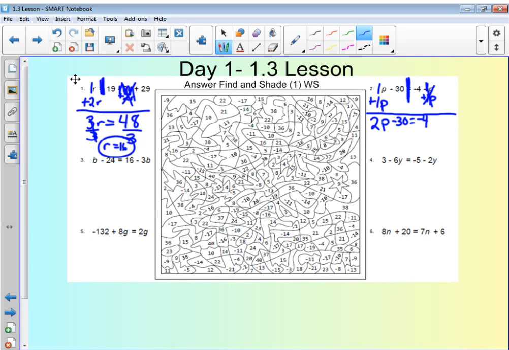Okay, so now we're to our two-step equation. We're just working right now, getting all the P's to the one side. So the opposite of minus is +30.